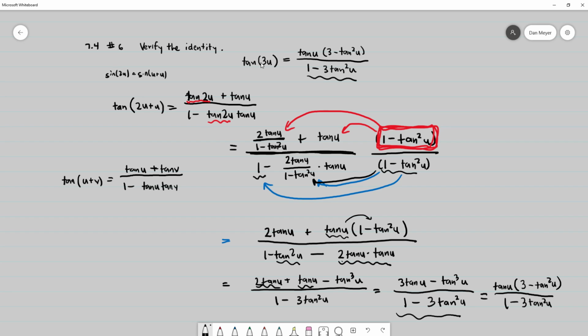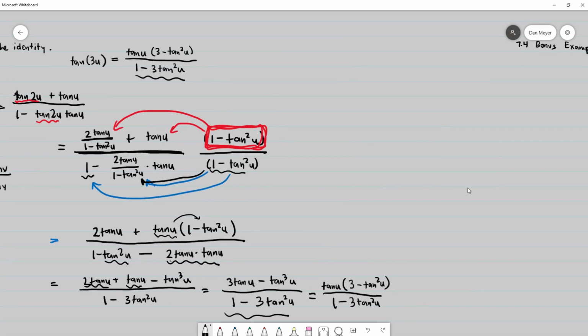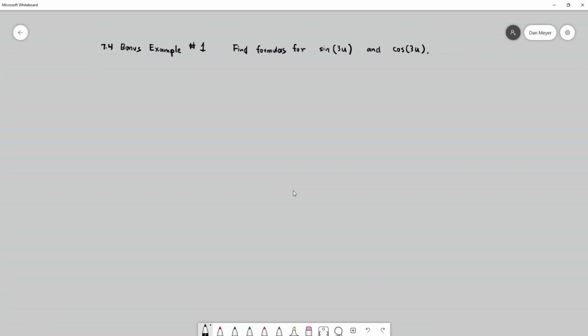Now, since we got a triple angle formula for tangent, we might as well get some triple angle formulas for sine and cosine just to see what those might look like. And the idea is going to be the same. So this is a bonus example. We're just going to see if we can find a nice triple angle formula for sine first. By the way, finding formulas for these things is not something that you guys are going to be asked to do on any test. But it's just going to give us an opportunity to practice our angle addition formulas and our double angle formulas and doing some algebra with these trigonometric expressions.